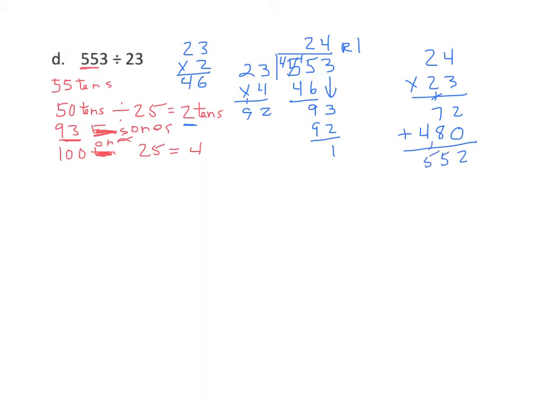I get 552. Now we add our remainder, which is 1, and we get 553. Again, we have a match with our check and our dividend. Okay, we'll do one more example and go on to some word problems.